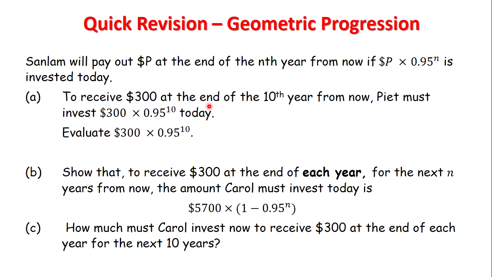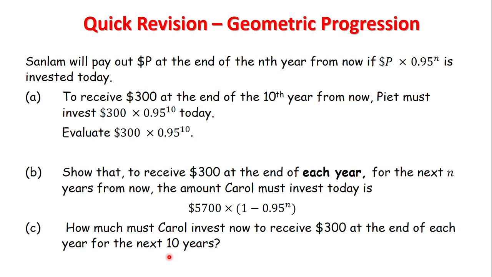I also want you to look at, it says at the end of a certain year, being 10. Look at the second part. It says show that to receive $300 at the end of each year, not at the end of a certain year, but each year for the next n years from now, the amount Carol must invest today is given by that formula, which is going to be like the nth term. Can be a little bit confusing, but you're going to see when I come. I'll try my level best to explain it in detail. This was the part that a lot of students struggled with.